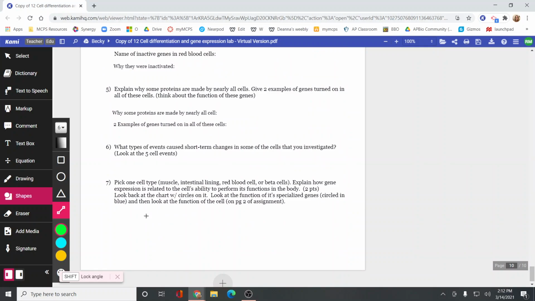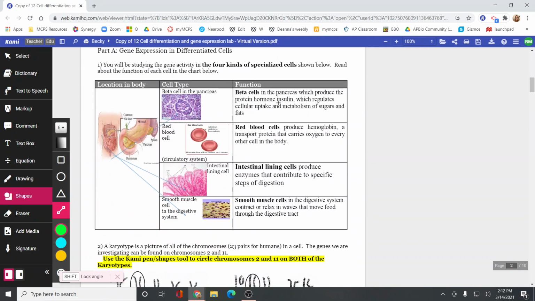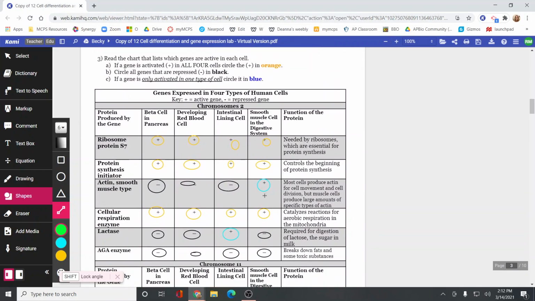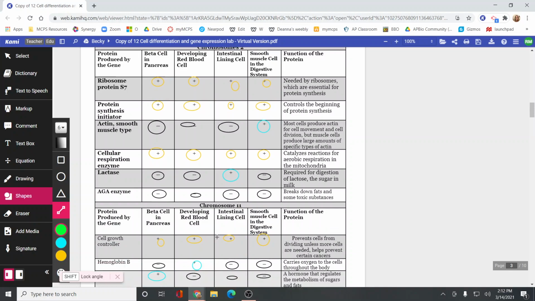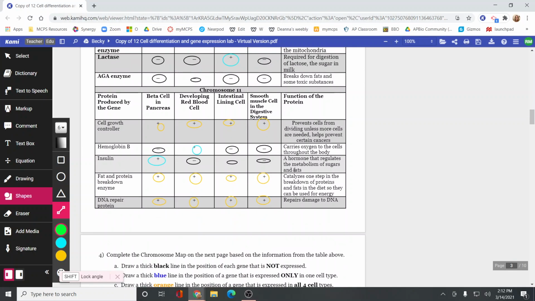And then lastly, pick one type of cell and explain how gene expression is related to the cell's ability to perform its function in the body. So again, think up here, what's the function of the 4 types of cells? And then think on here, specifically looking at the specific genes that are turned on in just one, how would the expression of that type of gene give it a special function? Please explain that.